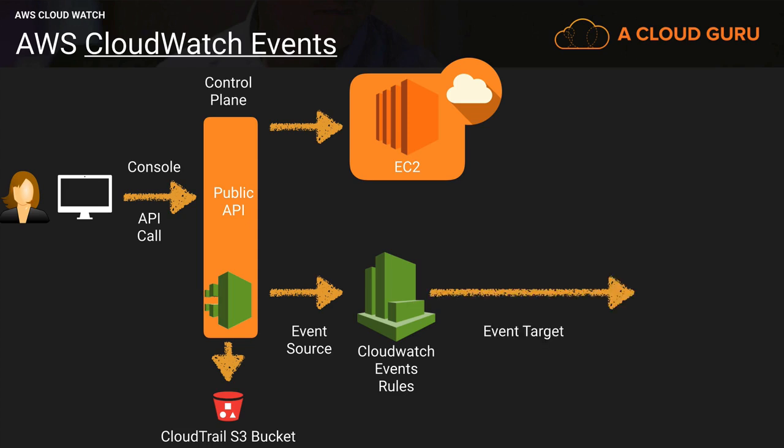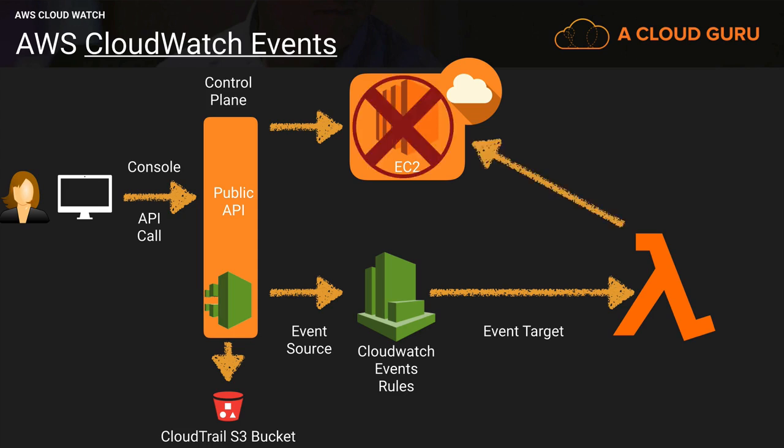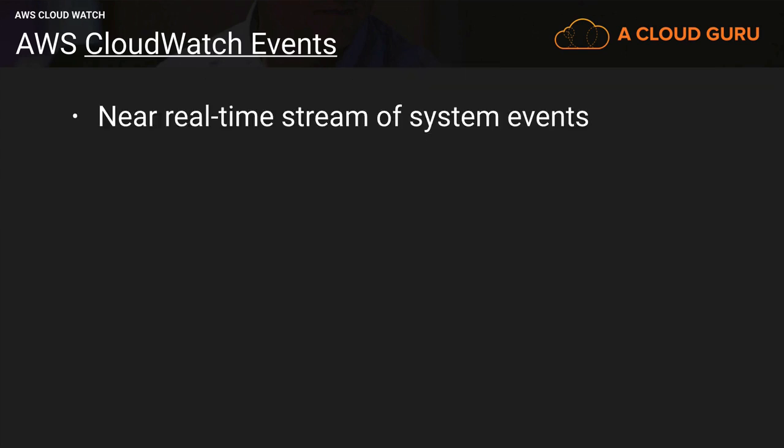What happens is we then define an event target, and we can use a whole bunch of different AWS services to respond to this event. And it's essentially event-driven security. So we could have Lambda go in and delete that EC2 instance automatically. So this is one way we could go in and use CloudWatch events to essentially secure our AWS environment. So let's go through CloudWatch events.